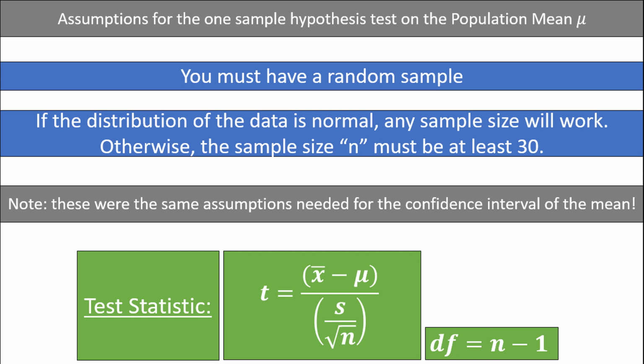There is a different test statistic that uses the z-distribution that you may have come across, but that one requires you to know the population standard deviation sigma, which is unrealistic in most situations, so I don't use it. Alright, let's look at an example.